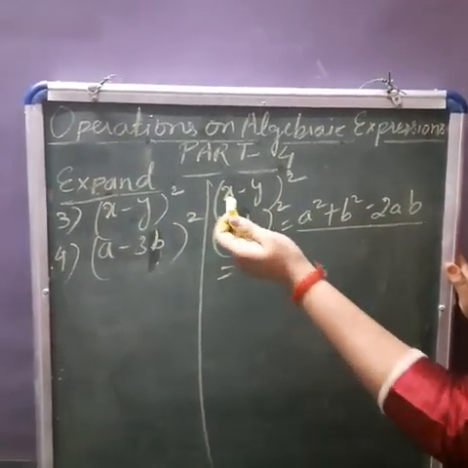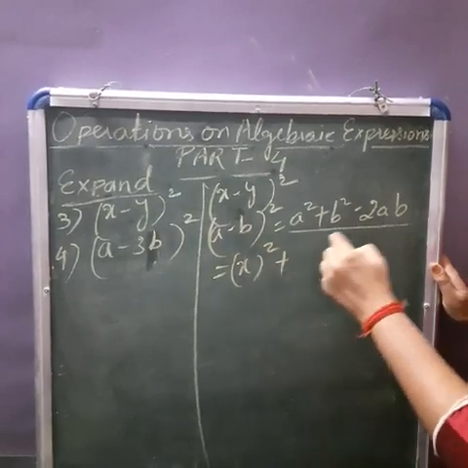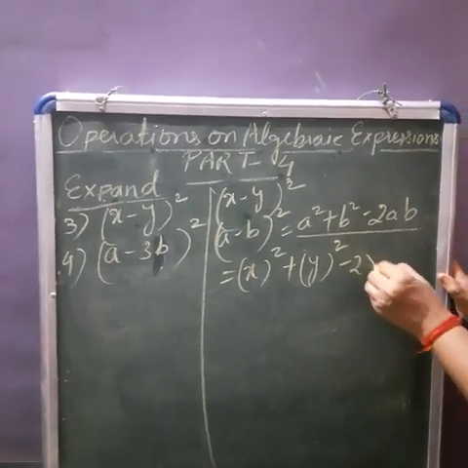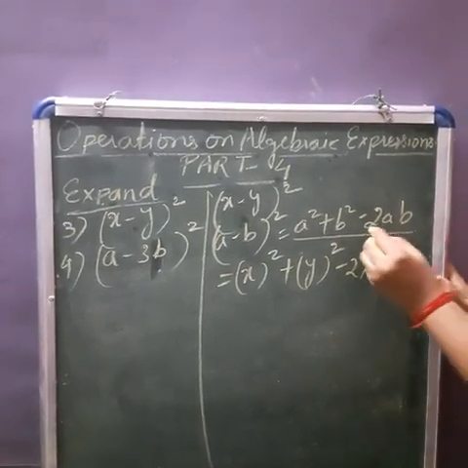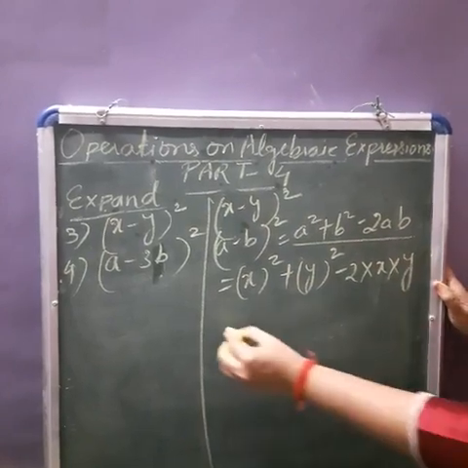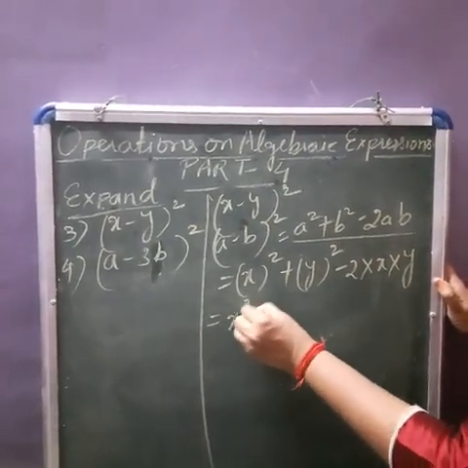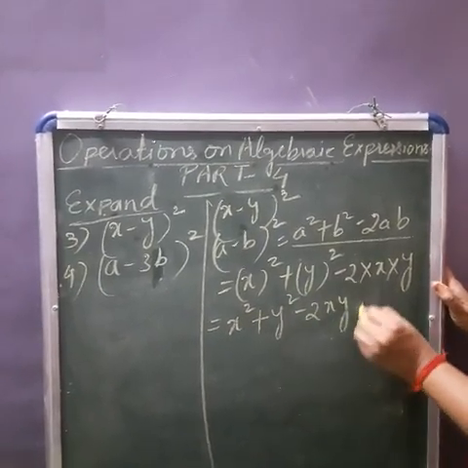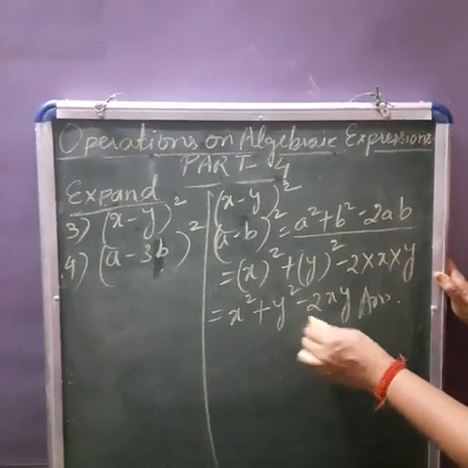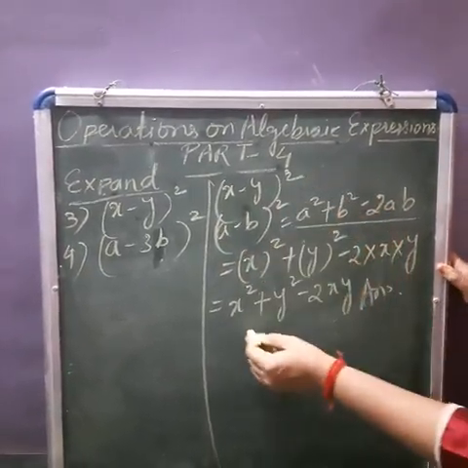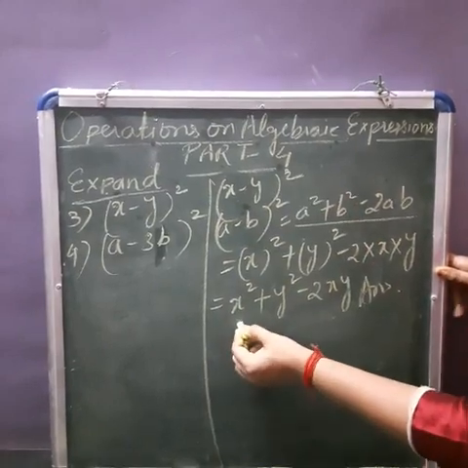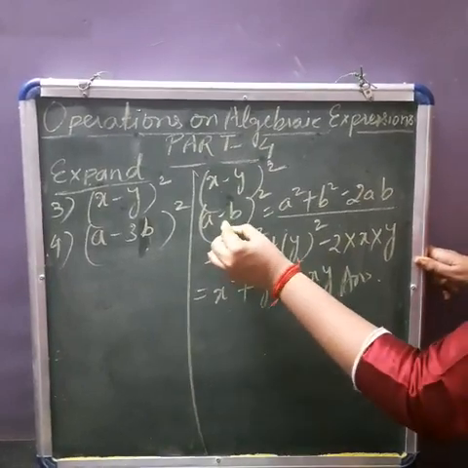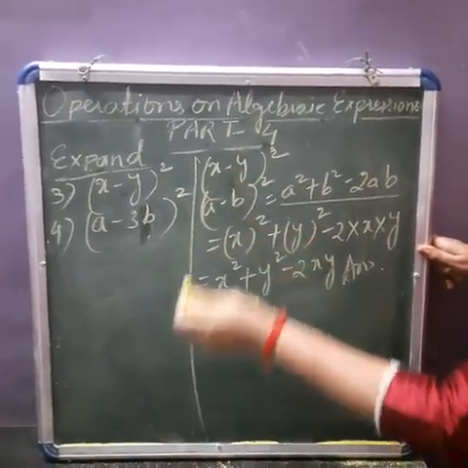So a square means x whole square, plus b square means plus y whole square, minus 2, you will be putting the value of a, we have taken x, the value of b we have taken y. Now you will open the bracket, it will be x square plus y square minus 2xy. This is the expansion for (x - y) whole square, or you can say (x - y) whole square is equal to x square plus y square minus 2xy. Why have we taken the minus sign here? Because in this bracket we are having a minus sign.